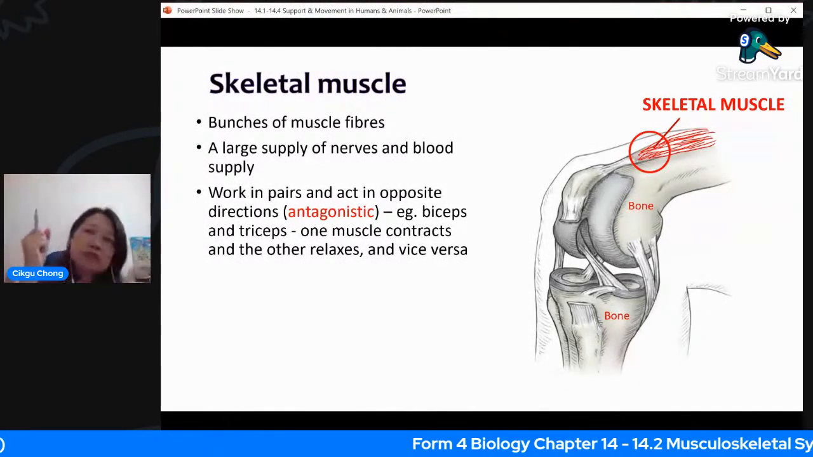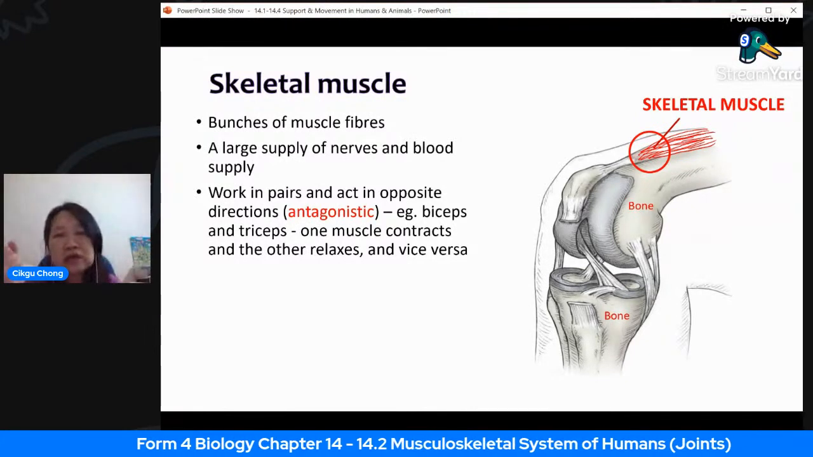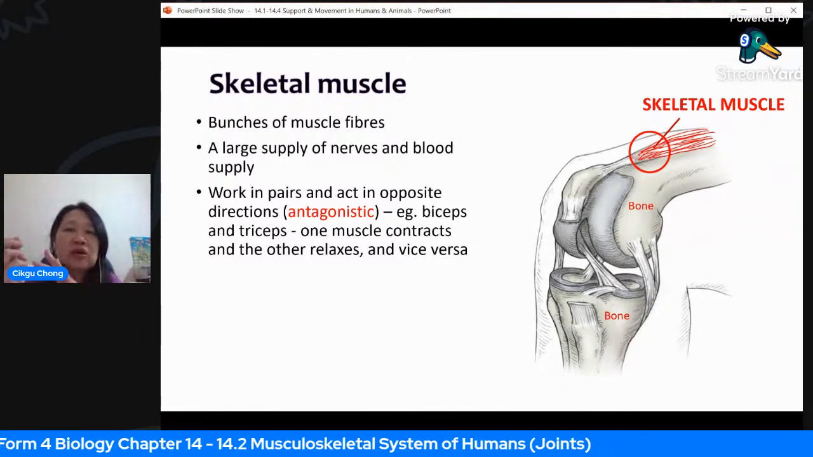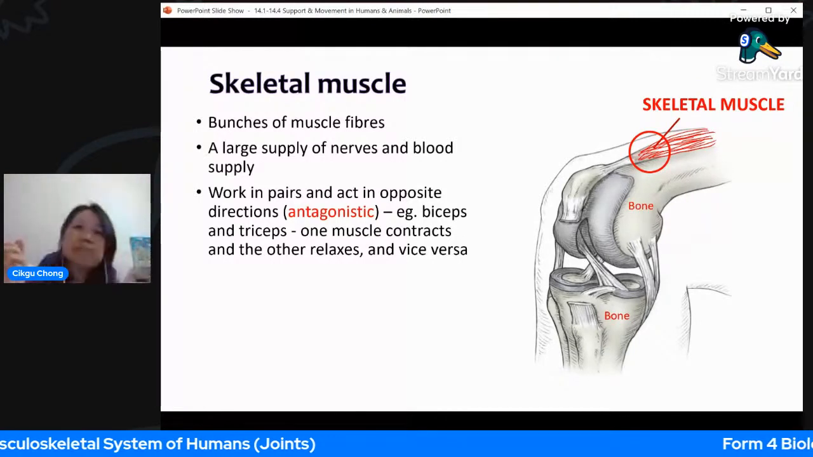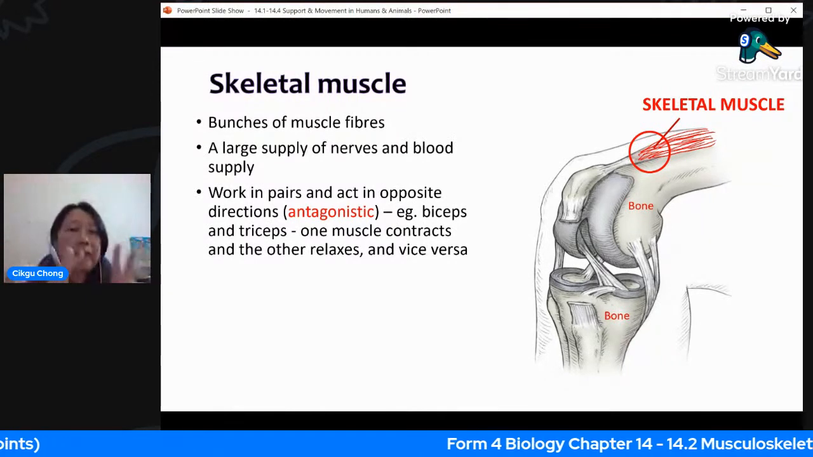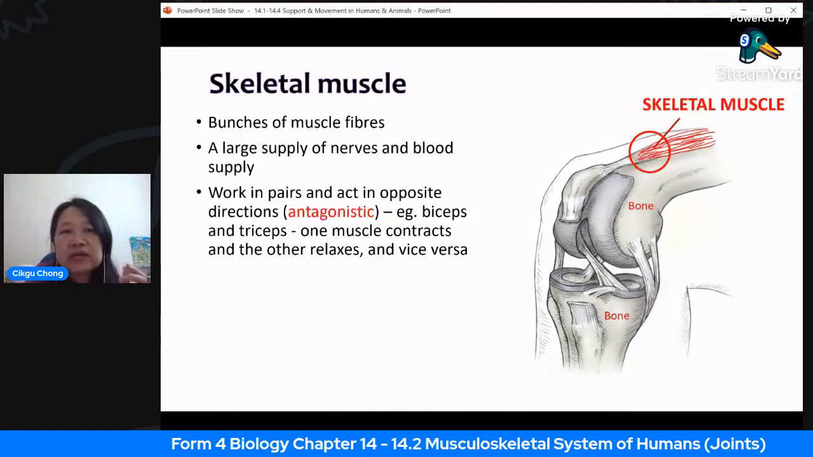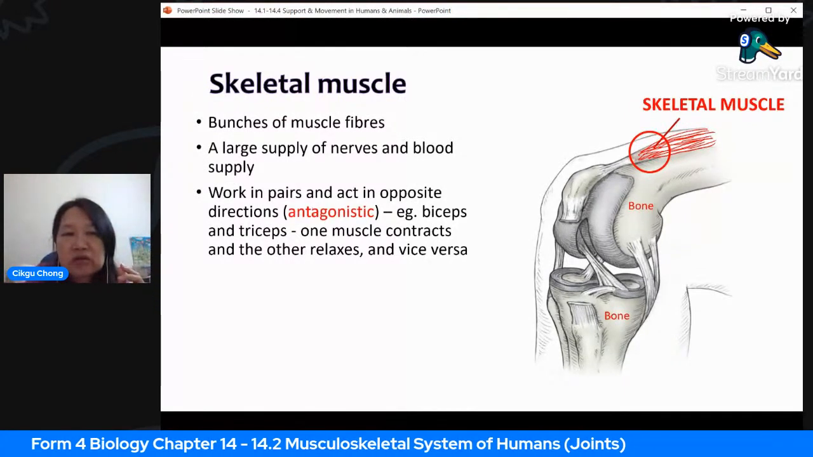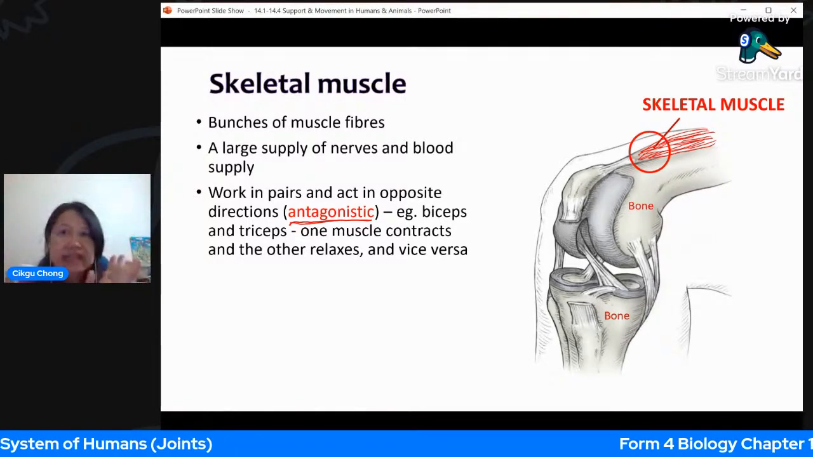You will have to pull it the other way around. So that's why it cannot push. The muscle A pulls, it cannot push this bone back. You need a muscle B to pull it back into the original condition. Okay, so that's why you need to have a pair. We call it, they work in opposite direction. We call it antagonistic. Antagonistic means when one contracts, the other one will relax at that same time.